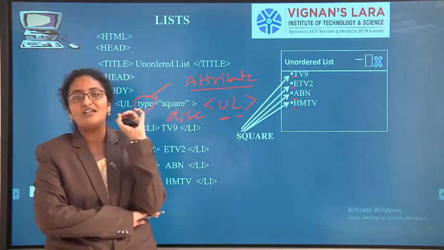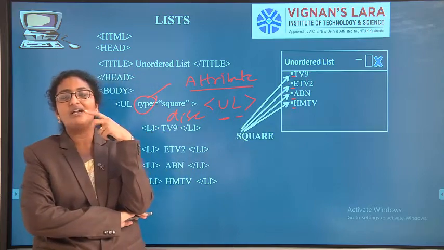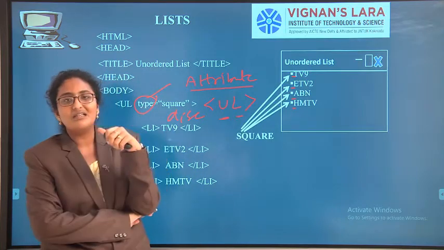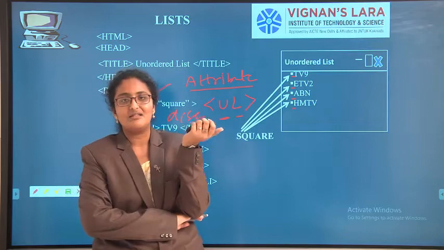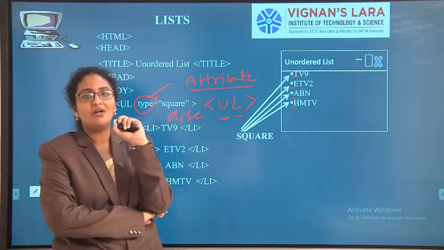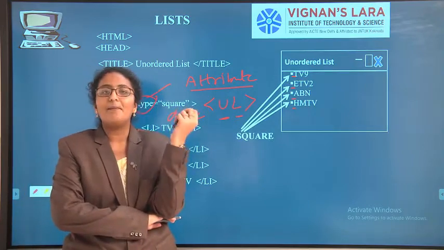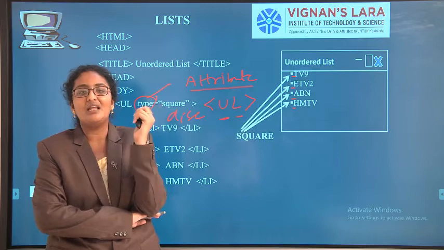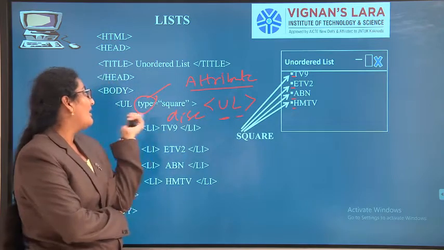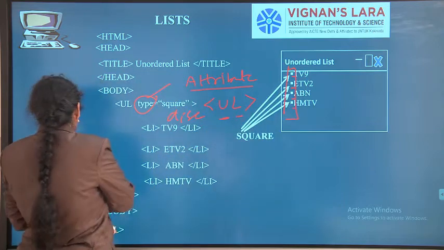List is nothing but a collection of related elements. List can be divided into three things: ordered, unordered, definition. About ordered list and definition list we will talk in the next class. So what is unordered list? The important point you should remember in unordered list is type, since type is the attribute. The default type is disk and you can change the default type into circle or square. If you change into square, you will get square bullet points.